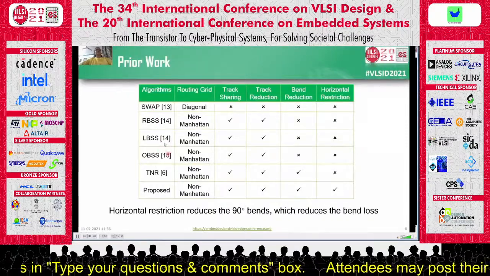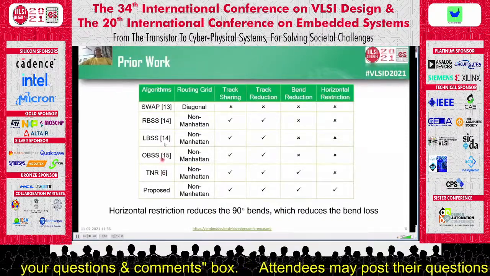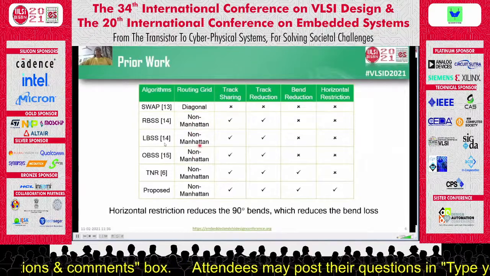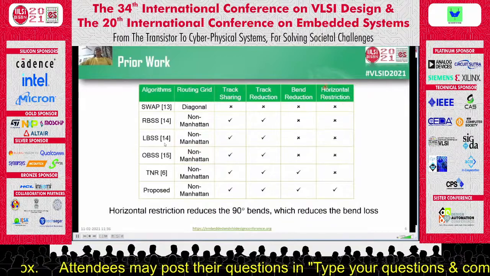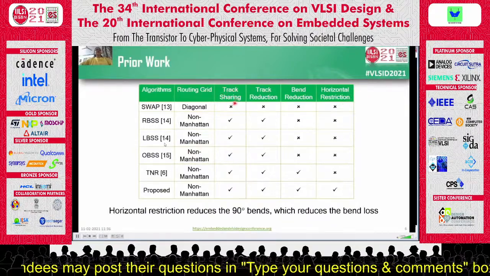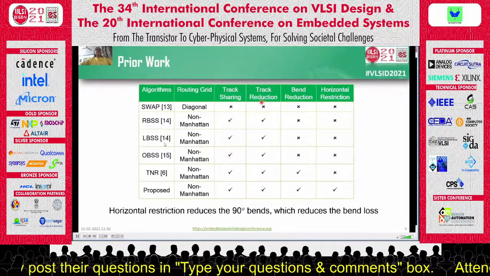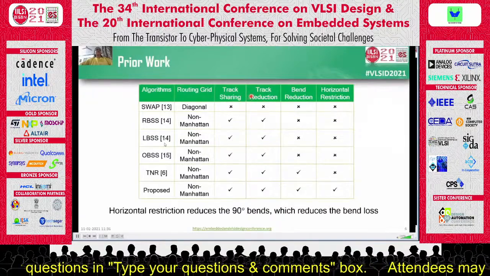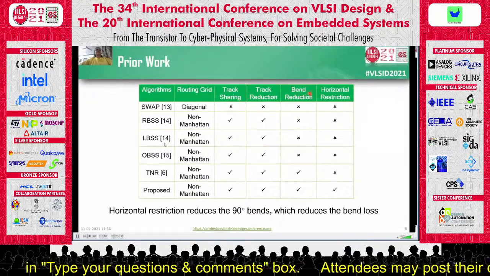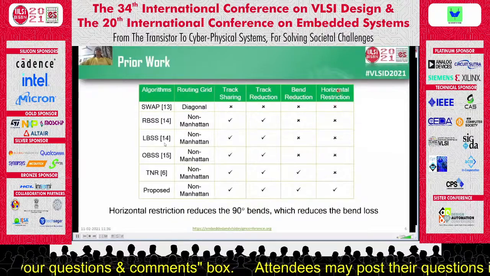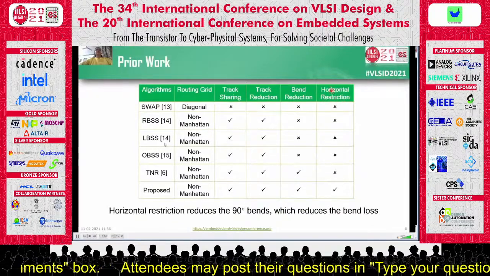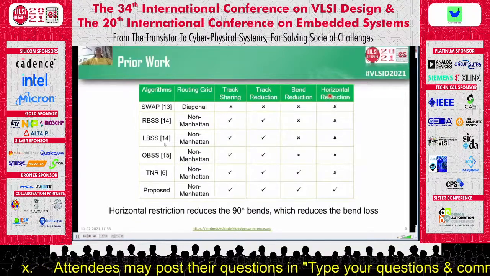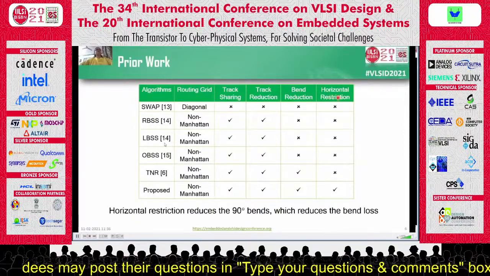These are the existing works in channel routing that follow a diagonal or non-Manhattan routing grid. And these are the channel routing parameters: track sharing and track reduction reduce the total channel area, bend reduction helps to reduce the total bend loss, and the horizontal restriction helps in the elimination of smaller bend angles, which eventually reduces the total bend loss.